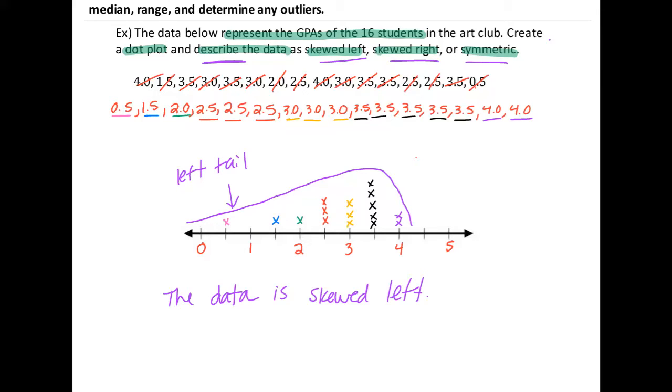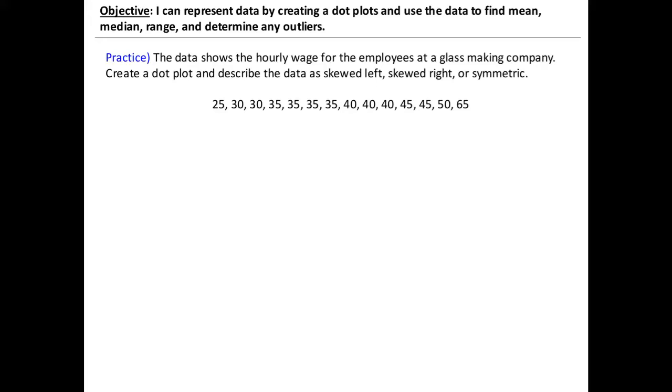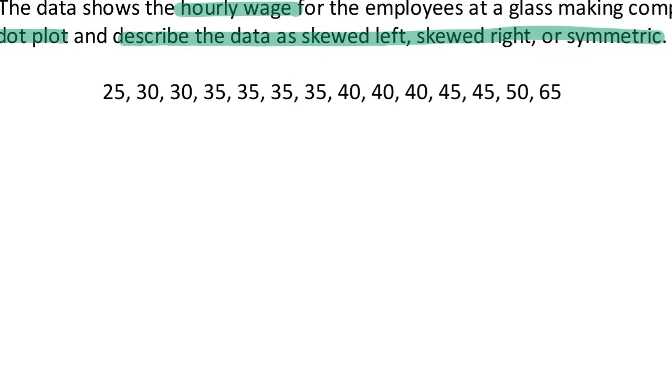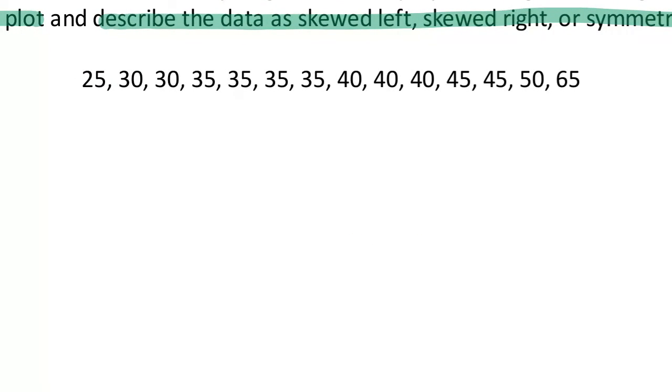All right, so I'm going to have you guys try this next example. So it says the data shows the hourly wage for the employees at a glass making company. You're supposed to create a dot plot and then describe the data as skewed left, skewed right, or symmetric. And I know you have some values that are missing, so I'll zoom in so you guys can see those values. They're already in order for you, so you don't have to put them in order. Create your dot plot and then determine if it's skewed left, skewed right, or symmetric.